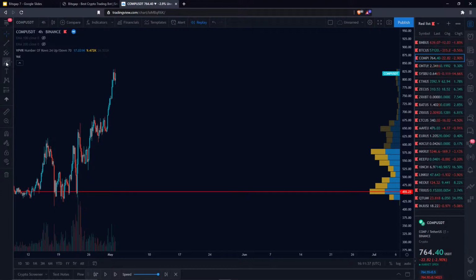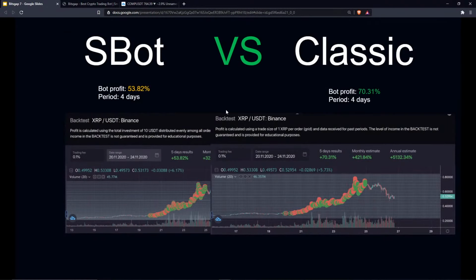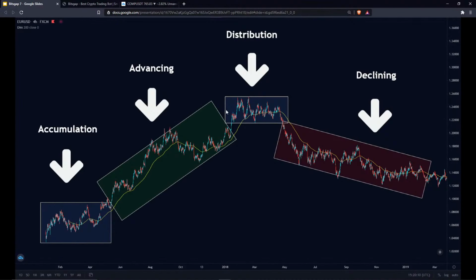So think about the sideways market. By the way, sideways market is when the price moves like this. And actually, let me show you some real case scenarios. You see, we have 4 primary market phases. We have the accumulation phase. That's something that you can see before the rally.